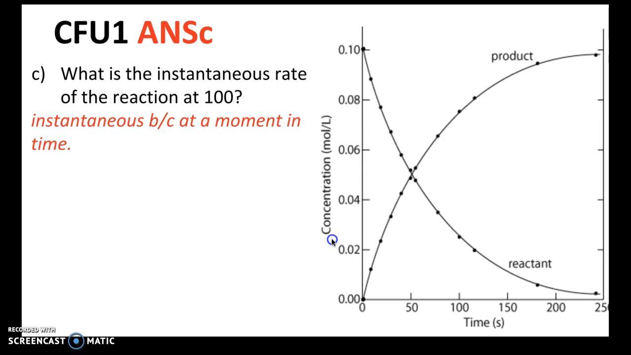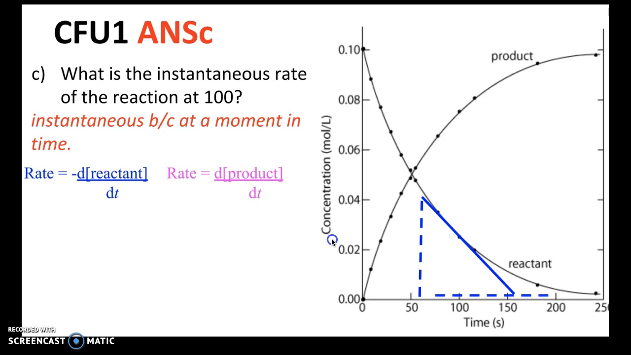And then the last one for the instantaneous rate, let's start with the reactant curve. I found the point at 100, drew my tangent line, found the slope, the rise over the run of that line, and I got the rate to equal this. Of course, I'll have to calculate it in a moment.